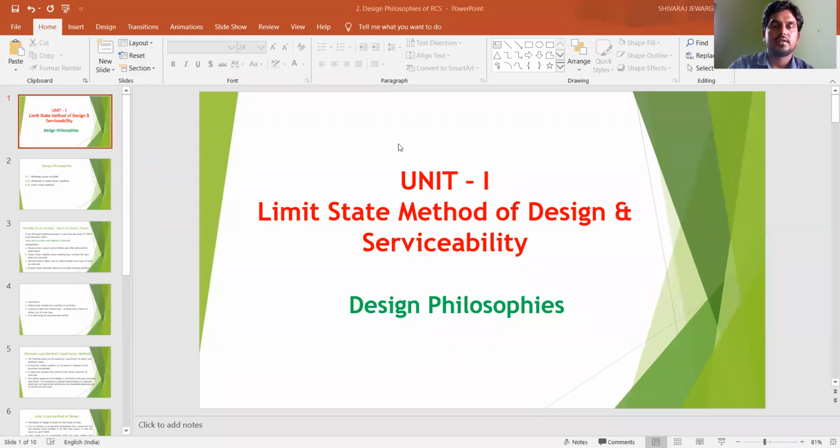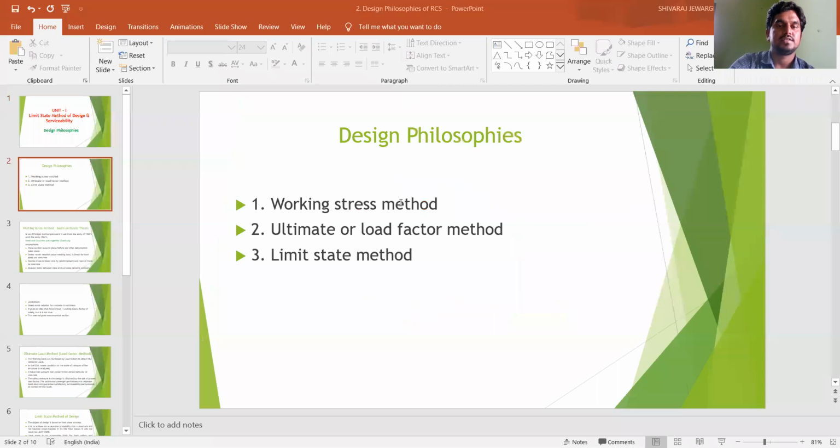Good morning to everyone. Now, in this session, we'll discuss the second topic in Unit 1, that is design philosophies. Going to the next slide, design philosophies. These are the three design methods which are used in the design of RC structures. The methods are the working stress method, the ultimate load method or load factor method, and the limit state method.